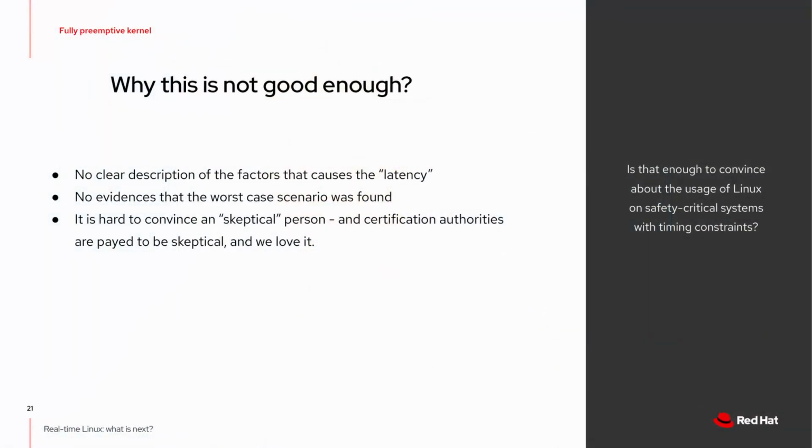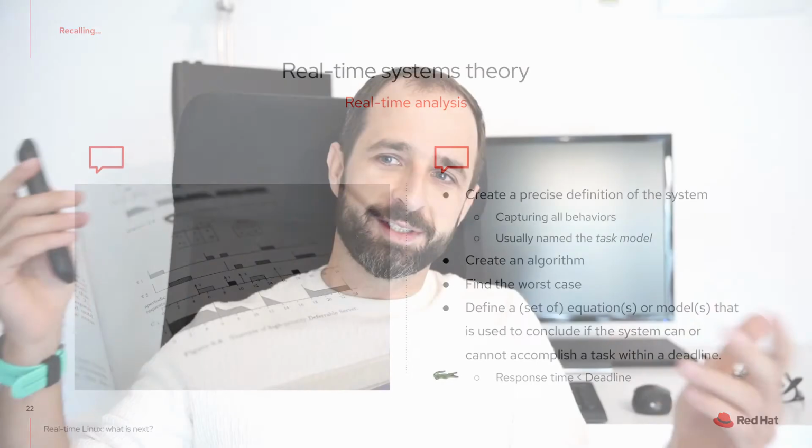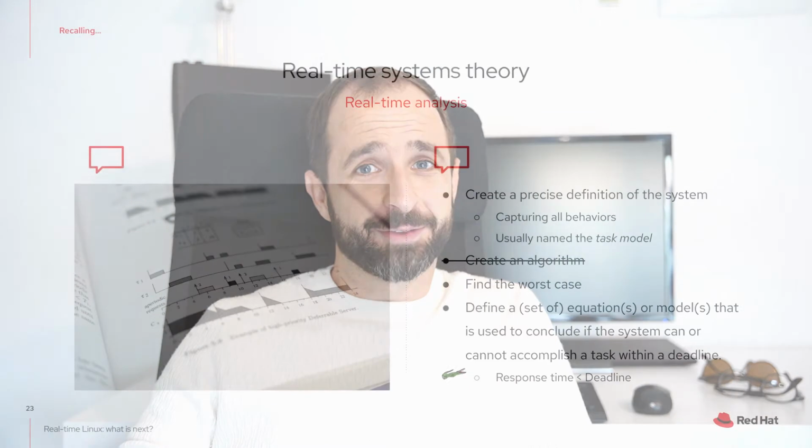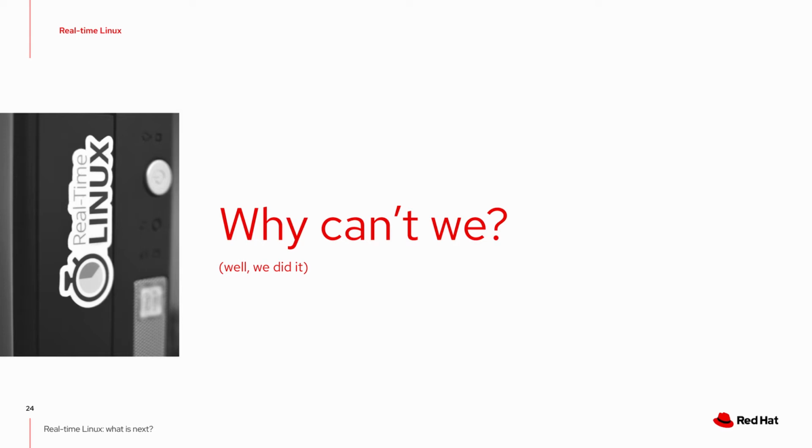So, but why is it not good enough? It's not good enough because there is no clear description of the factors that cause latency. And so it's hard to provide evidence that the worst case scenario was found. And so it's hard to convince more skeptical people, like the theoretical community. So trying to learn from the theory, the thing starts with the creation of a precise definition of the system, the development of the algorithm, the finding of the worst case. And actually, for the PREEMPT_RT case, things should be simplified, right? Because the algorithm was already created, and we have very good evidence that it actually works because cyclictest gives us nice results. So things should be easier, right? So why can't we try to explain this in the same terms that the theory uses, right?